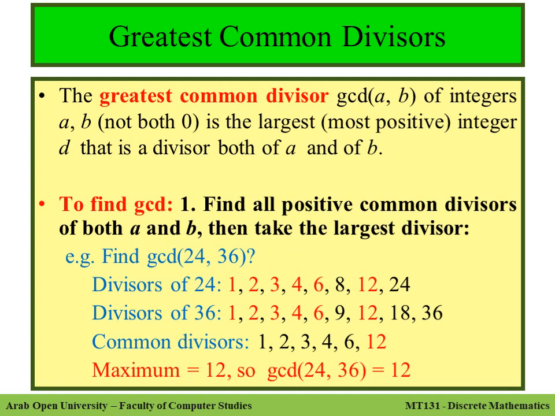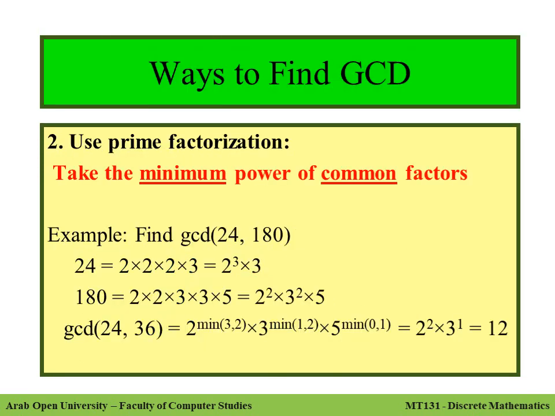This is finding the GCD of two integers applying the definition, but the method that we like to do is using the prime factorization, which we will do in the next slide. Using the prime factorization, you can do it by taking the minimum power of common factors. Anytime there is a common factor, take the minimum power and then multiply these minimum powers for the common factors by each other, and that will give you the GCD.